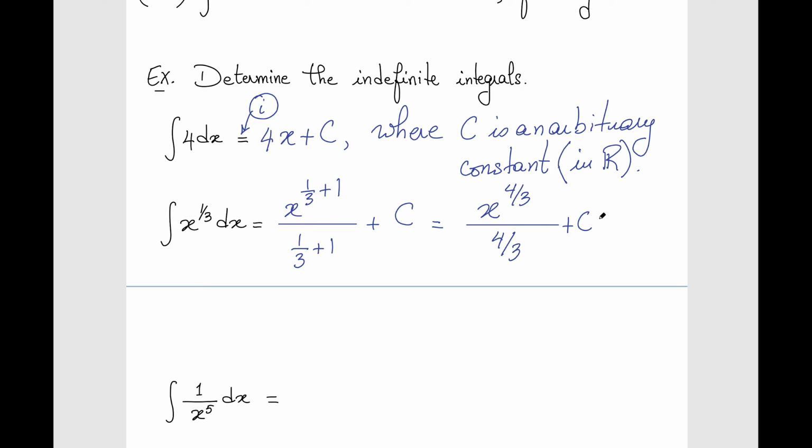Agree with that? All right, and dividing something by 4/3 is the same as multiplying by the reciprocal of 4/3. One more time. We are dividing this by 4/3, and that's the same as multiplying by 3/4, the reciprocal of 4/3. So we get 3/4 times x to the power 4/3 plus a constant, right? Obviously, C is an arbitrary real number. Make sense?